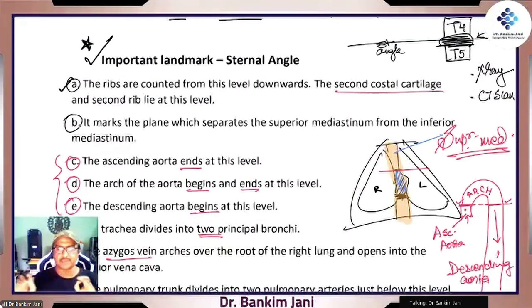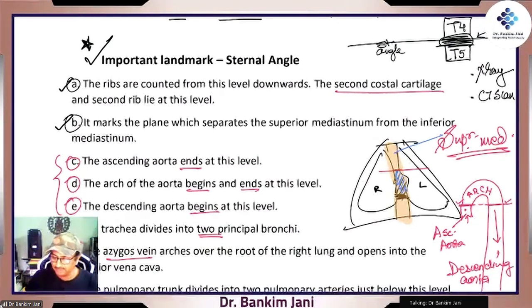So the chest is relatively very simple. There is one lung, there is a second lung, and the space in between is what is called the mediastinum. So this marks the plane which separates the superior mediastinum from the inferior mediastinum. This is that plane where below is the heart and above are all the other structures. So it is at this level, it is the plane.